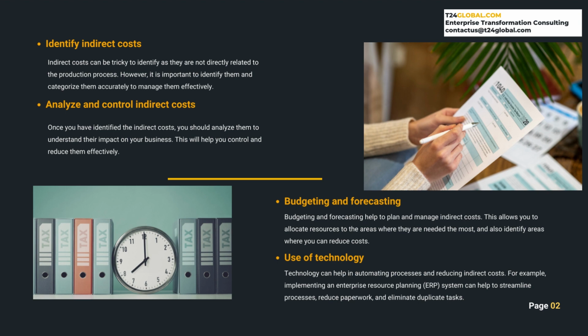3. Budgeting and forecasting. Budgeting and forecasting help to plan and manage indirect costs. This allows you to allocate resources to the areas where they are needed the most, and also identify areas where you can reduce costs. The key persona involved in this bullet point is the finance department.